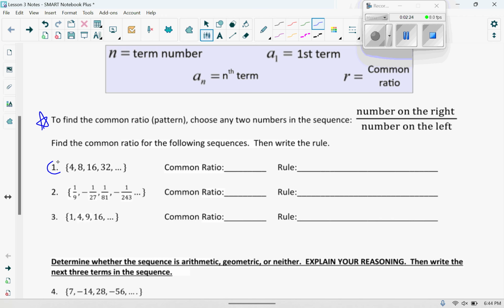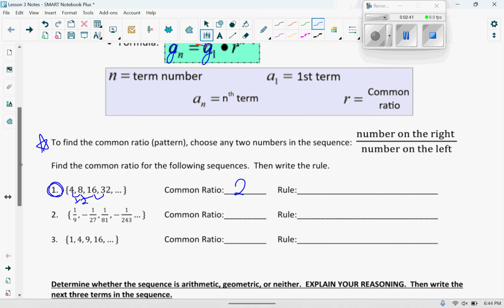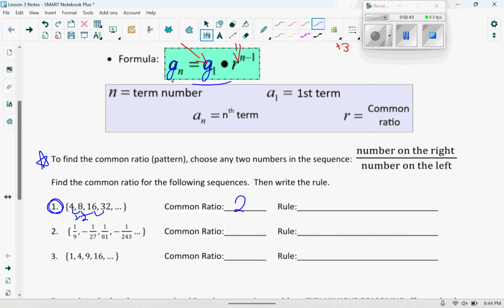I want you to look at this problem right here. I want you to figure out what you're multiplying by. So let's see, I'm going from 4 to 8, 8 to 16, 16 to 32. So I'm multiplying by 2. So my common ratio is going to be 2. Okay, now the rule, I'm going to use this formula, and you could use A sub n or G sub n, it does not matter.